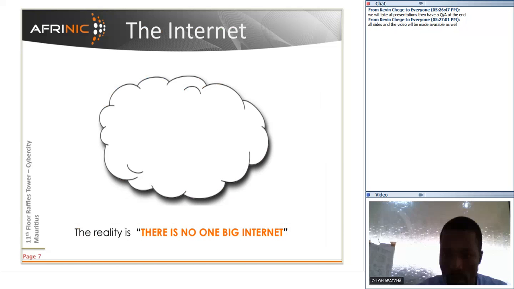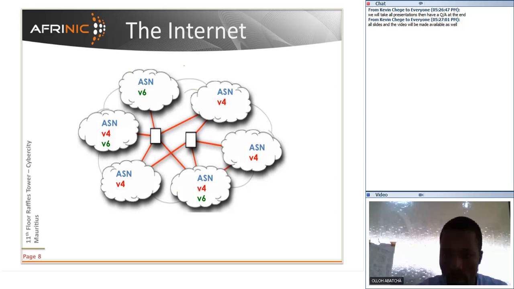So when we usually represent the internet, we usually draw a cloud. However, we all run networks. We all know that the internet isn't just this big cloud. There is no one big internet. The internet is a bunch of different networks that interconnect together. These networks communicate together using IP, so it's either IPv4 or IPv6. Each network has an ASN number, and that's how packets get pushed back and forth all over the internet.